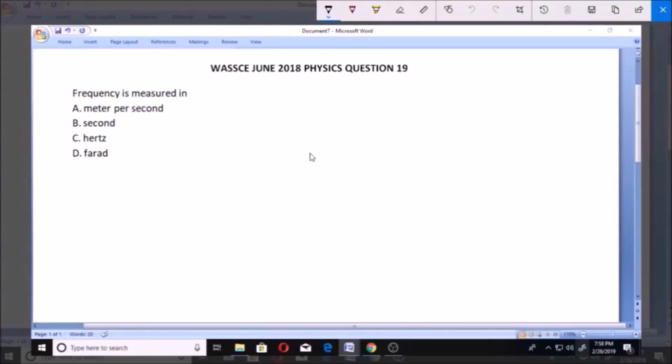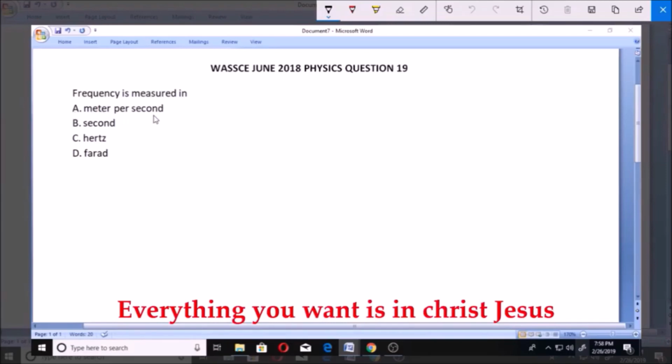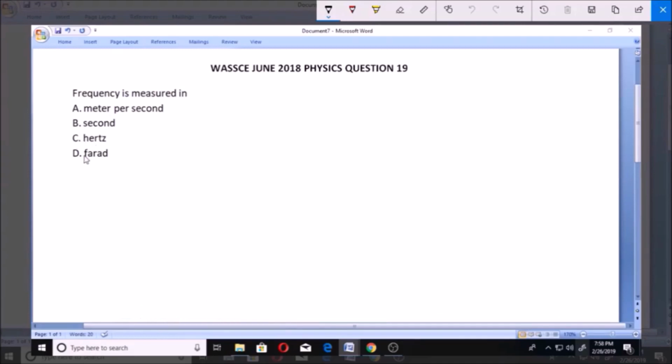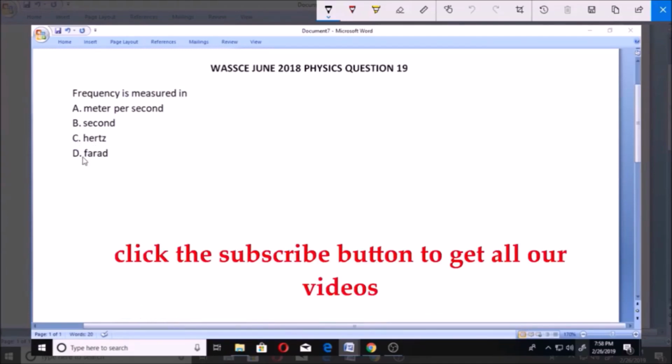Yes, let's look at this question number 19 for WAEC Physics 2018. Frequency is measured in A. meter per second, B. second, C. hertz, D. farad. So what is the unit for measurement of frequency?